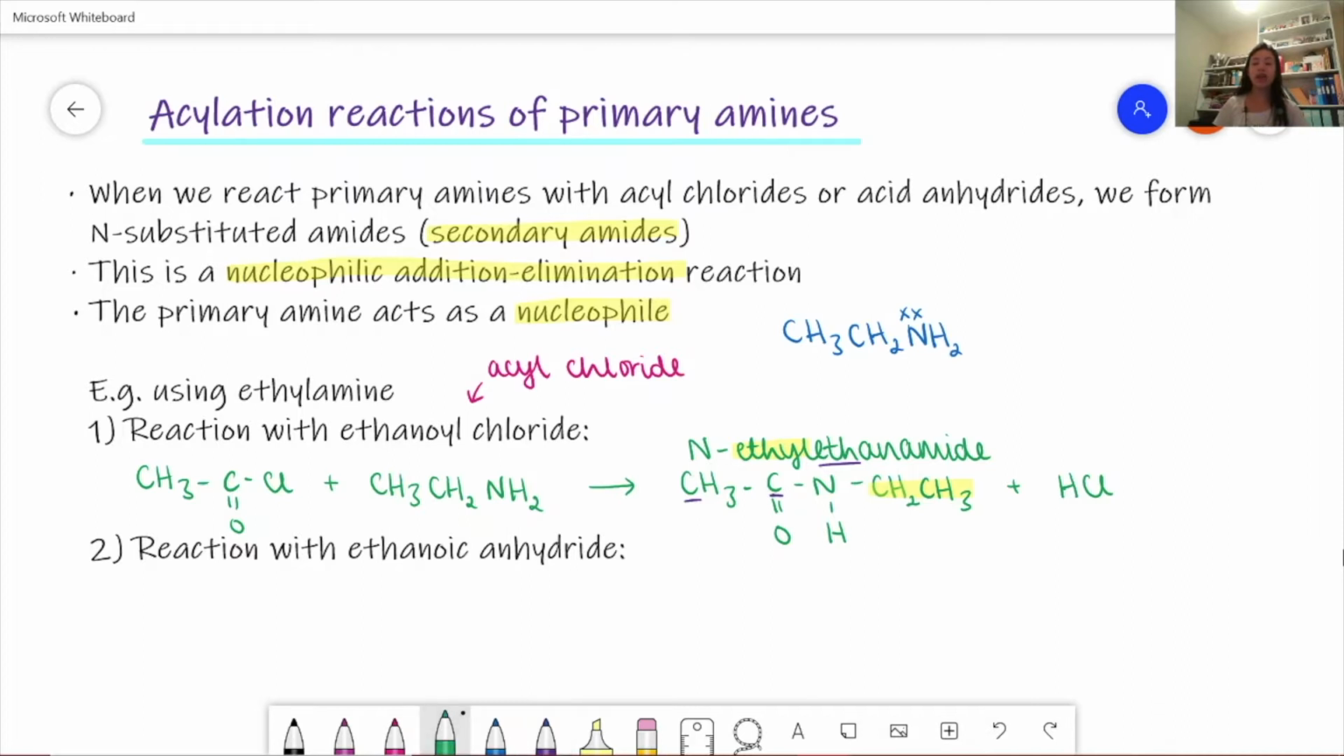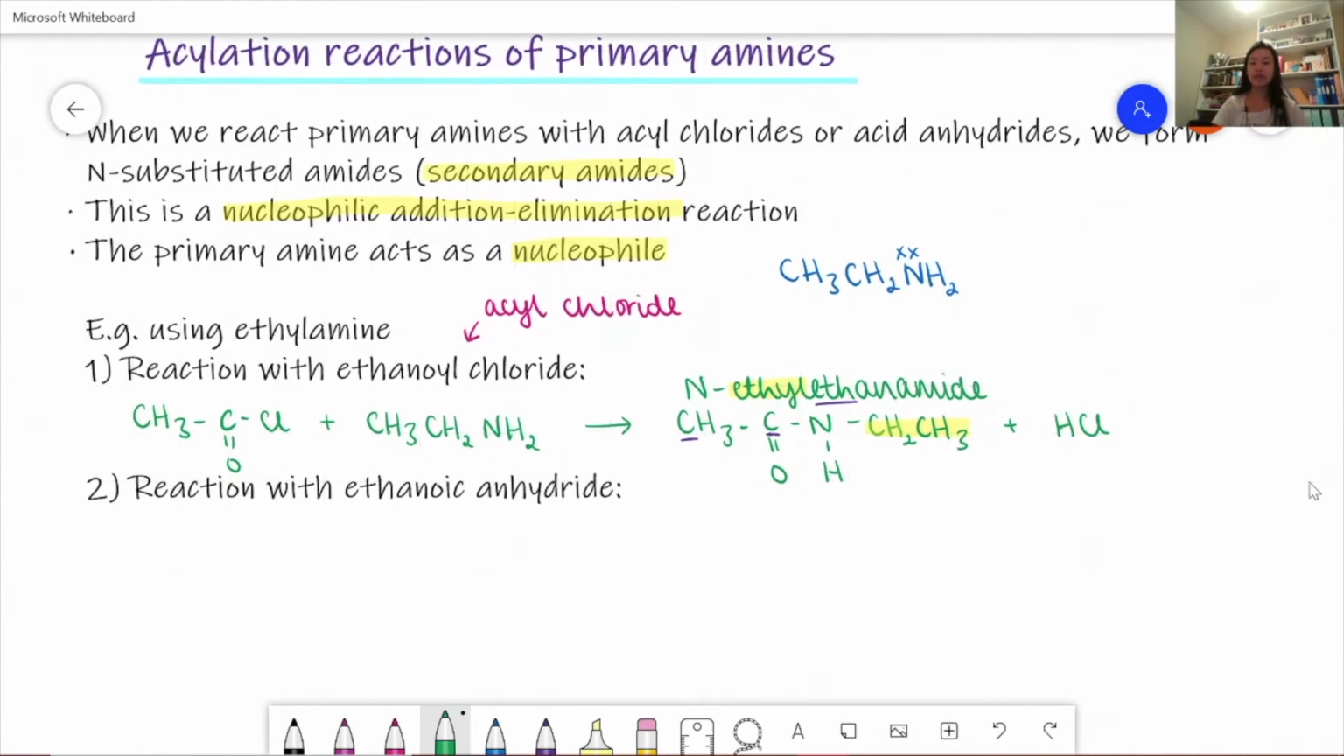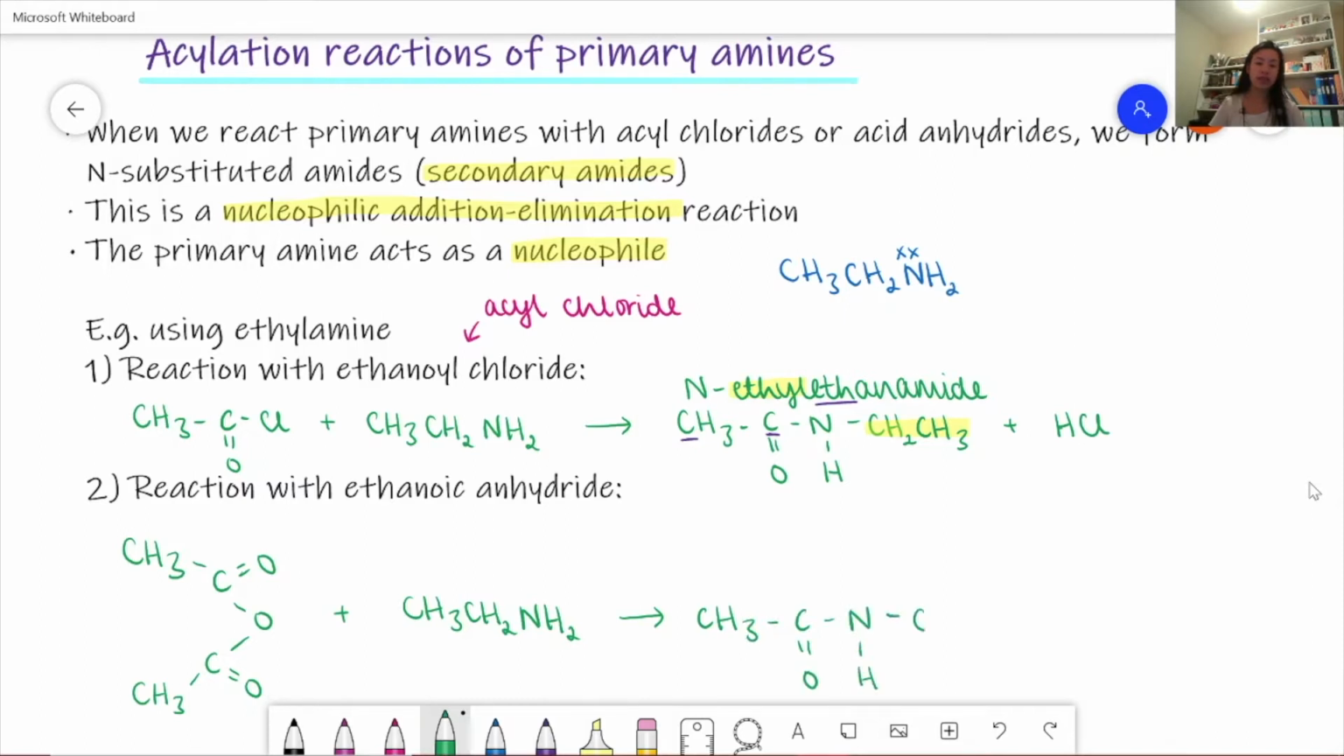And now the reaction with ethanoic anhydride is very similar, but we need to remember that it's an exception. So we have the ethanoic anhydride, which is CH3, C double bond O, O, and then another carbon, double bond O, and CH3. And this reacts with, again, we're using ethylamine. And this will go on to form CH3, C double bond O, NH, and then CH2, CH3. So we get the same product.